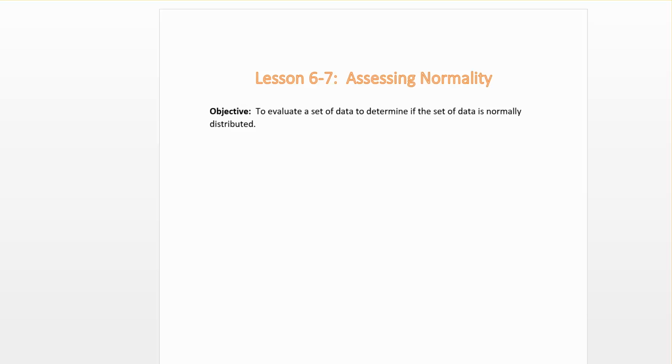Oftentimes in our problems, we've had a requirement that the data has to come from a normally distributed set, but yet we just say assume that it is, or the author tells you that it is. Now we're actually going to be able to come up with ways to look at a set of data and decide, is it normal or not? There are three things that we're going to look at to help us with that.